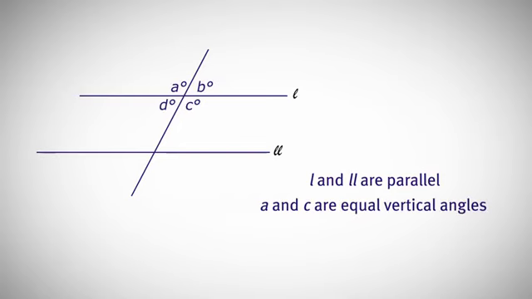Finally, we have the concept of vertical angles. Vertical angles are angles that are diagonal to each other at a point of intersection. And what you want to remember about vertical angles is that one equals the other. Now let's take a look at an example that illustrates these concepts.